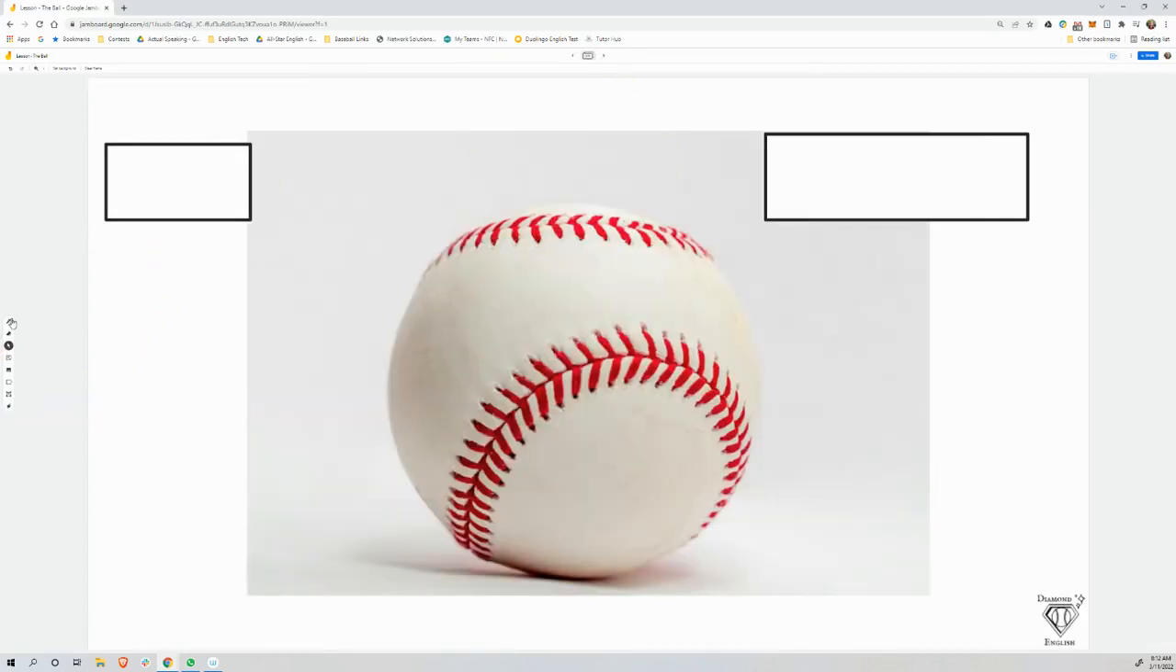This is a baseball. A baseball is what? Think about it. What is a baseball? A baseball is white. A baseball is white.